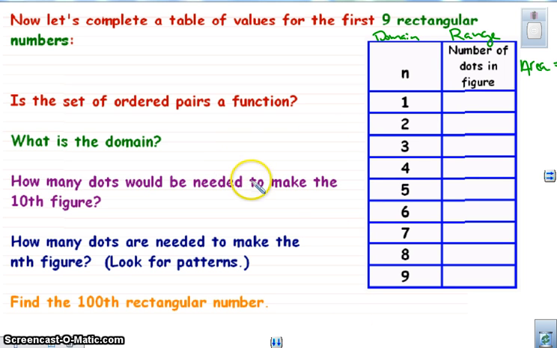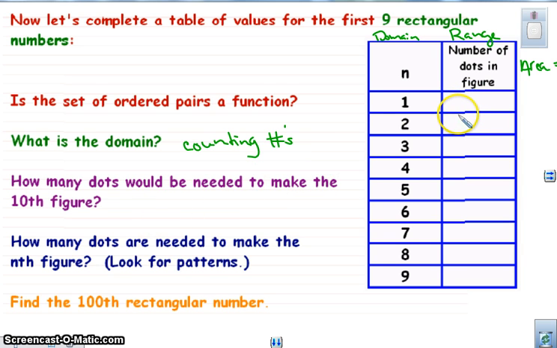What is our domain? So if we're listing our domain, as we look at our domain going down here, it is our counting numbers. So we're talking about the counting numbers. How many dots do we need to make the 10th figure? Well, let's try and figure it out.